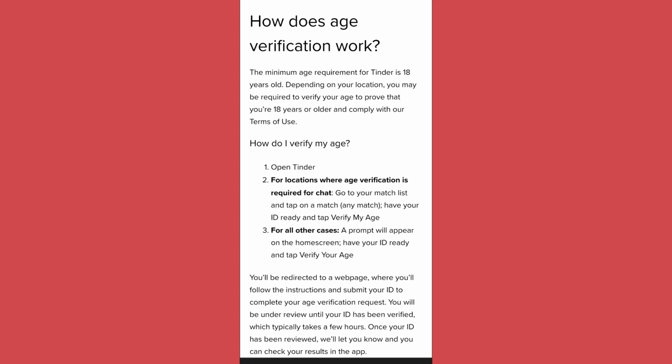After that, have your ID ready and then tap on verify my age when the notification pops up. Then after, you will have to provide the details of your ID and then verify your age. After the process has been completed, your age restriction will be lifted on Tinder. So in this way, you can easily fix Tinder age restriction.